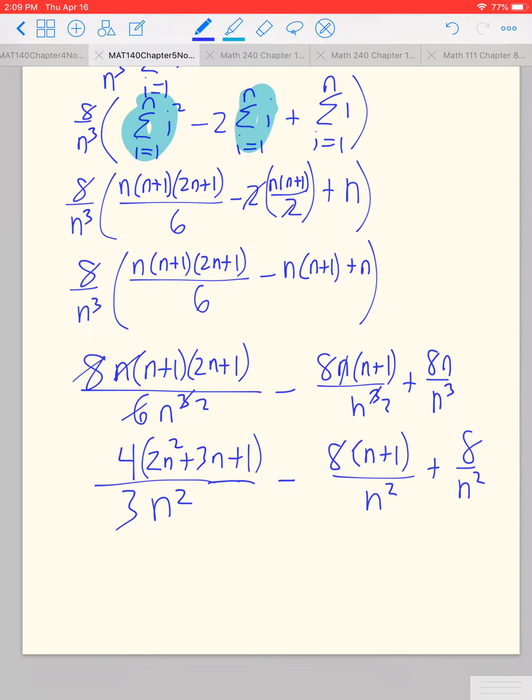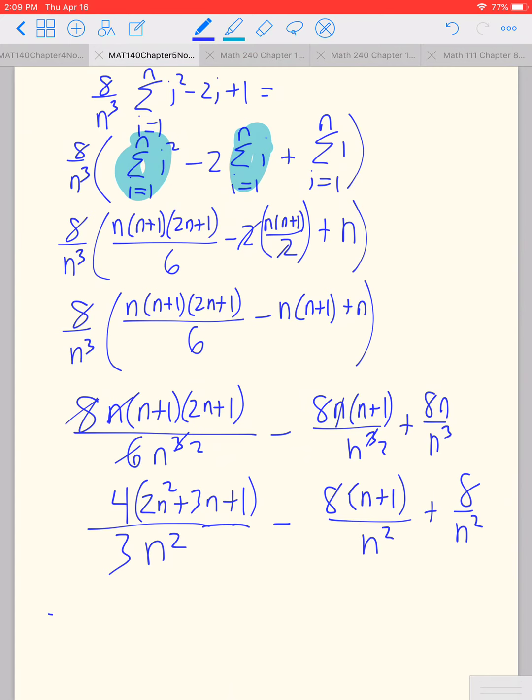And we could reduce a little bit more if you wanted to. If you expand terms and whatnot, it's going to work out reducing to this. You're going to have 8 thirds minus 4 over n plus 4 over 3n squared would be our expression for the lower sum.